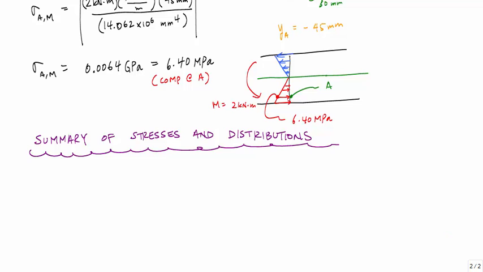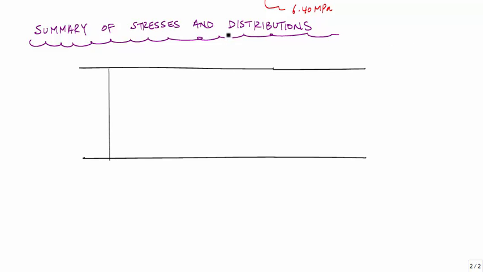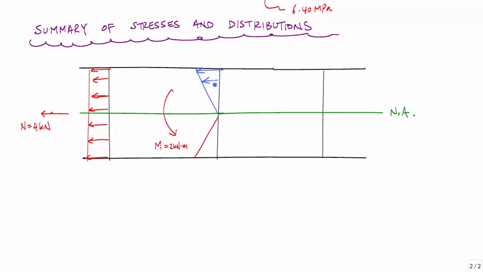All right, so here's a summary of what we've calculated so far and the stresses and the distributions. Each of these vertical lines will represent the cut face. I'll start with my normal stress at A, or my normal stress due to the normal force. My normal force was here. My moment, tension at the top, compression at the bottom, and my shear force. And this is where point A is on the cross section, or on the face of the cut.